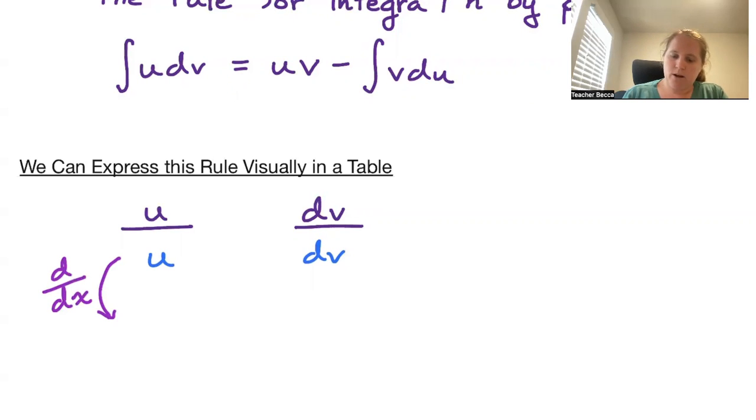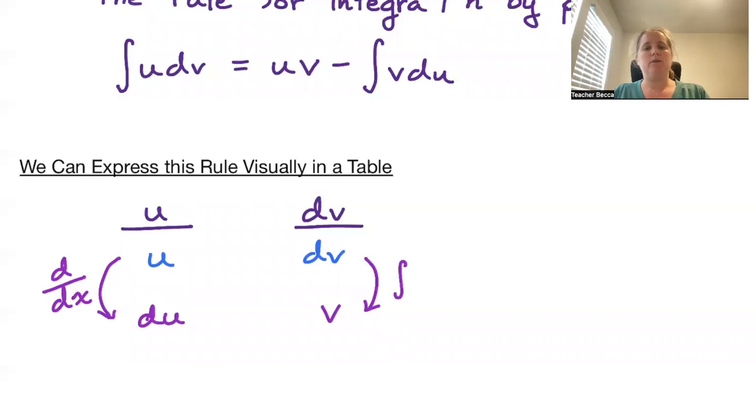And in our second spot, we will put du. And on the right-hand side, we will go ahead and integrate. So on the right-hand side, we essentially wind up with v. When we integrate dv, we get v.